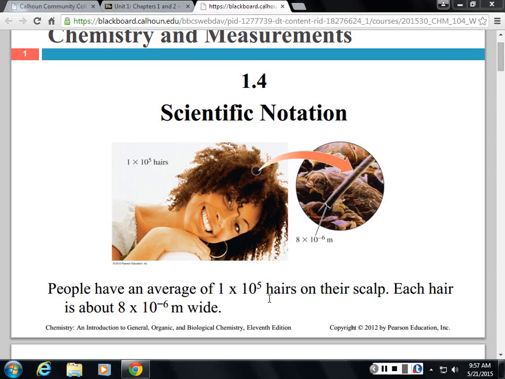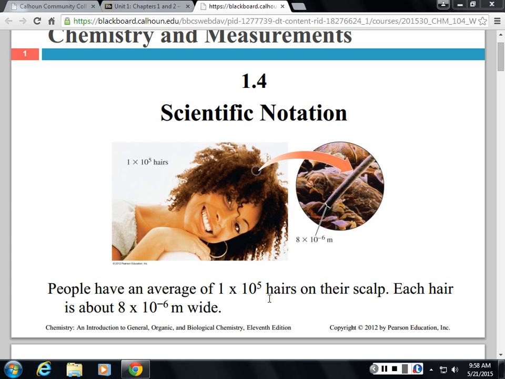Hi everyone, this is Chapter 1, Section 4, Scientific Notation. For those of you that have recently taken a math course or been using math, you may not really need to watch this video. It's sort of understood that you know how to put numbers in scientific notation, but just in case, we want to make sure that all of the students know how to do this.